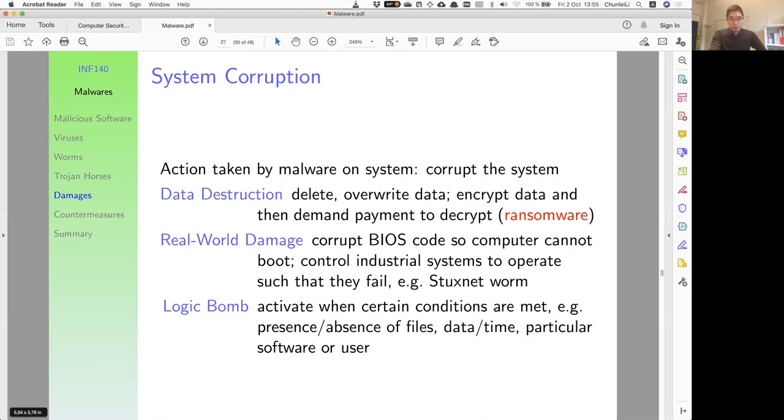Yeah, you see this Stuxnet worm, and you can search for it if you are interested. And the other one is the logic bomb. It activates when certain conditions are met. So it's a kind of code inside a virus or computer worm.